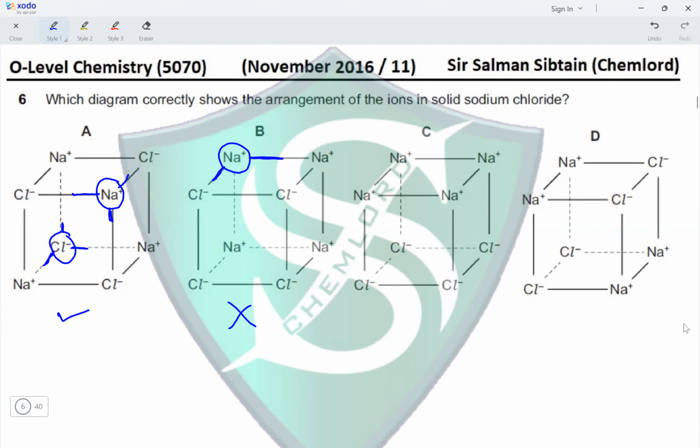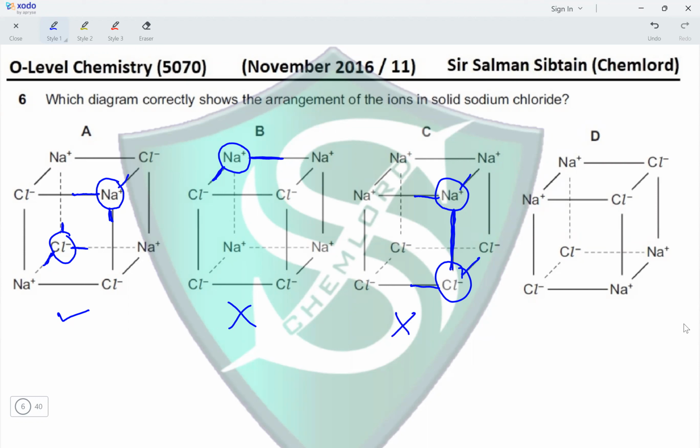Structure C has all the sodiums placed together and all the chlorides placed together. So there will be a lot of repulsion in this structure and very little attraction, because we have got sodium and chloride placed next to each other in some places. So this structure is also incorrect.